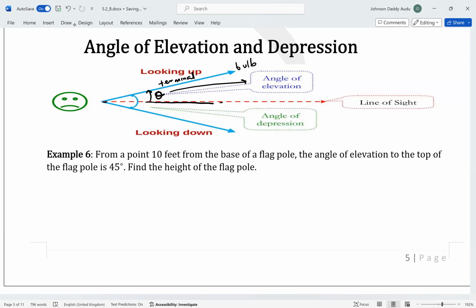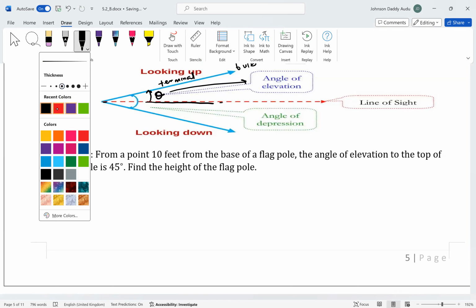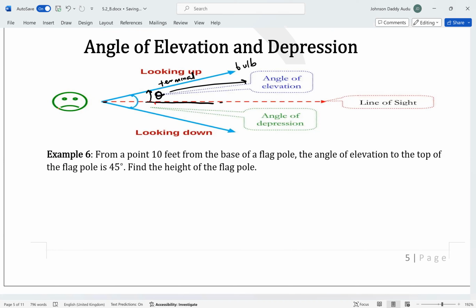But if you look down instead of looking up, we'll have another angle here. Let's call this angle alpha. So this alpha is going to be our angle of depression. Remember, an angle is formed between the initial side and the terminal side. So take note of that.